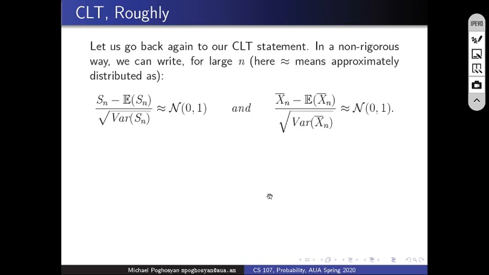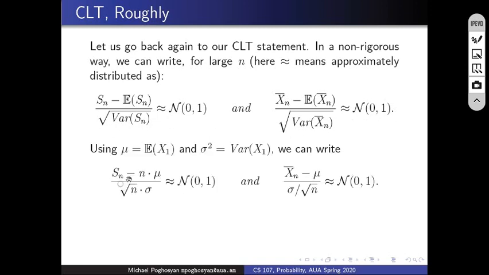So again, going back to our CLT statement, in a non-rigorous way, we can write for large n. Here, approximately means approximately distributed as, because we are talking about random variables. So the standardized version of sums, Sn, is approximately distributed as normal 0, 1. And the standardized version of averages is approximately distributed as standard normal 0, 1. Roughly, this is the statement of our central limit theorem.